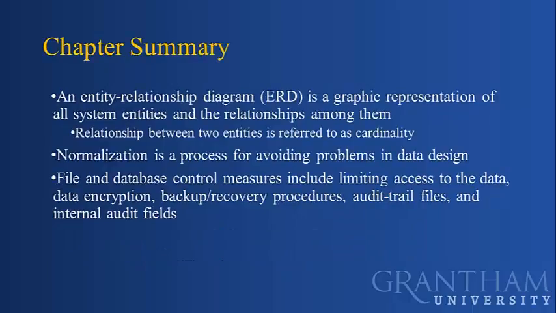Chapter summary. An entity relationship diagram is a graphic representation of all system entities and the relationships among them. The relationship between two entities is referred to as cardinality. Normalization is a process for avoiding problems in data design. File and database control measures include limiting access to data, data encryption, backup and recovery procedures, audit trail files, and internal audit fields. Make sure that you read Chapter 9 and review the key terms.